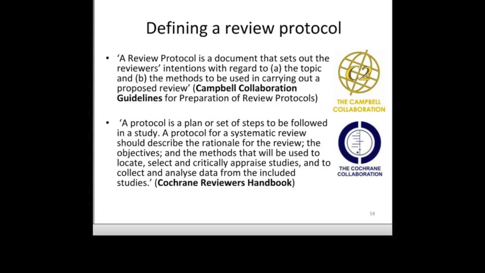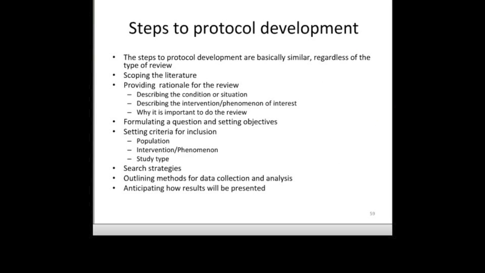So most protocols follow some sort of linear outline. It starts with the scoping of a literature, then outlines a rationale for the review. It describes the condition, the situation you are interested in. It describes the intervention or your phenomenon of interest. And above all, it's required to actually state why it is important to do a particular review, and that can be theoretically inspired or practically inspired. It then sets out to formulate a question and sets objectives.